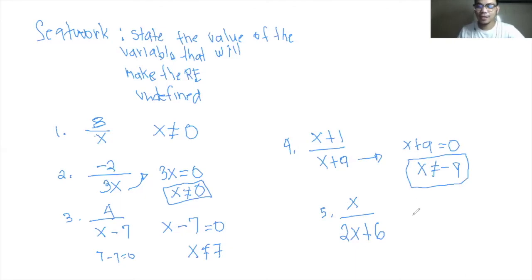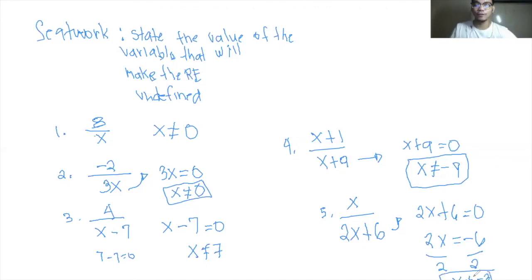And for the last one, same process. So we have 2x plus 6 equal to 0. We add negative 6 on both sides, and then we multiply by 1/2 or divide both sides by 2. So x is equal to negative 3. That will be our restriction, so we cannot use negative 3 for the said expression. Did you get 5? Good.